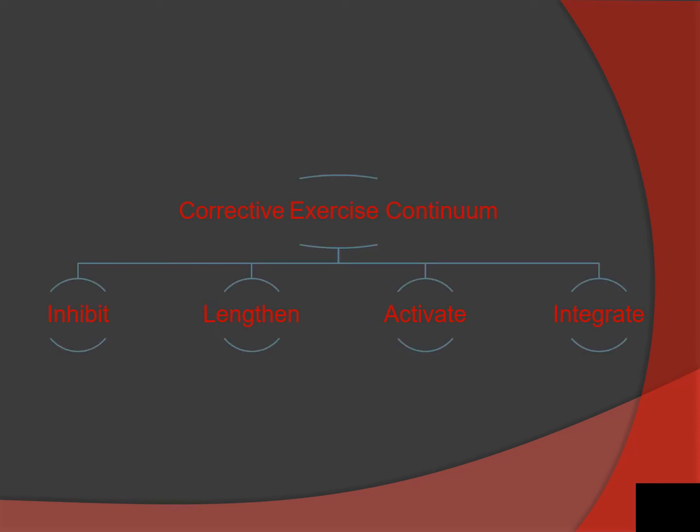So in the corrective exercise continuum, we're going to inhibit the muscles that are overactive. We're going to lengthen the muscles that are shortened. We're going to activate the muscles that are not responding, and we're going to integrate them into a dynamic movement pattern in order to make sure the individual can move successfully.